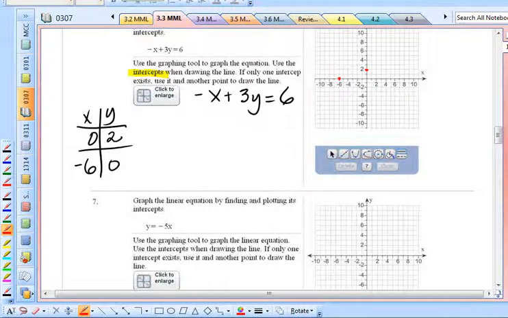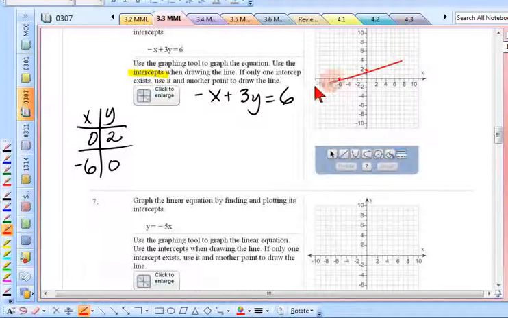That's why you're supposed to use a straight edge. There we go. Close.